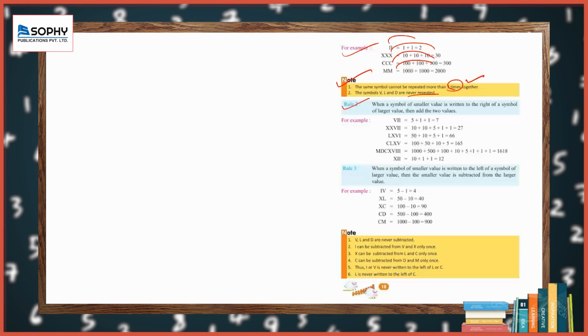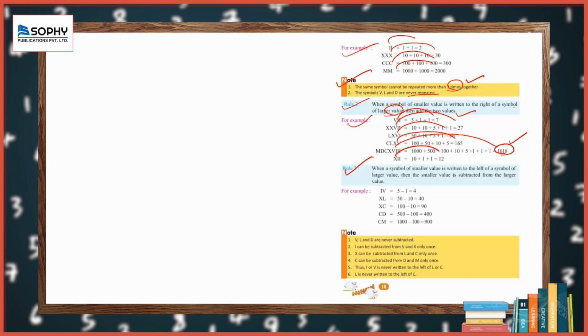The symbols V, L, D can never be repeated. Rule number 2 says that when a symbol of smaller value is written to the right of a symbol of larger value, then we will add the two values. For example, VII stands for 7, XXVII stands for 27, LXVI stands for 66, CXLV stands for 165, MDCXVIII stands for 1618, XII stands for 12.